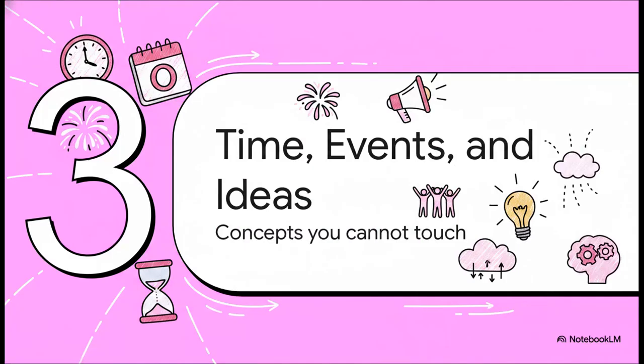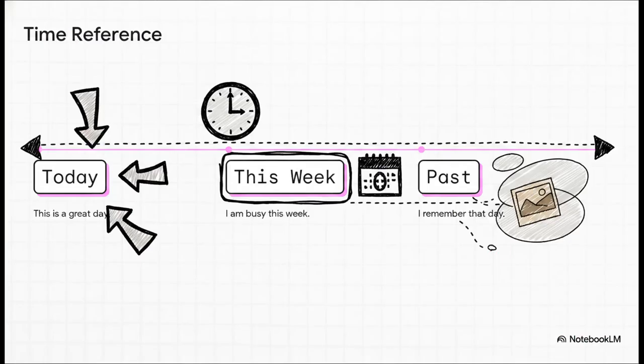All right, section 3. Time, events, and ideas, pointing to concepts you can't touch. So far, we've been pointing at physical things, right? Phones, shoes, mountains. But what about the invisible things? Well, as it turns out, we use these exact same pointing words to navigate time. Imagine a timeline drawn right across the board.